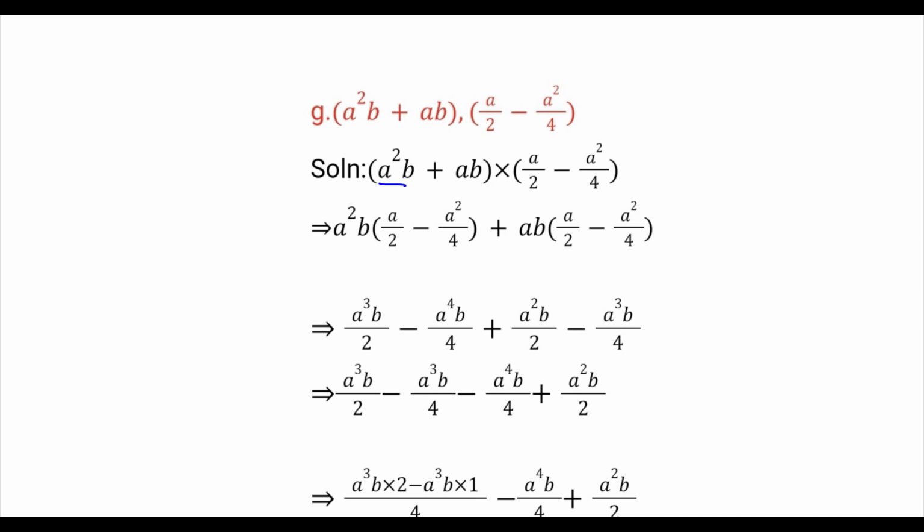Then here, let's multiply. A square into a will give us a cube, and b will remain as it is. All right, and remember 1 is here, so 1 2s are 2. Next again, if we continue, a square into a square, right? Because remember, a square into a square will give us a to the power 4, and then b will be there. Once again, 1 is here, 1 4s are 4.